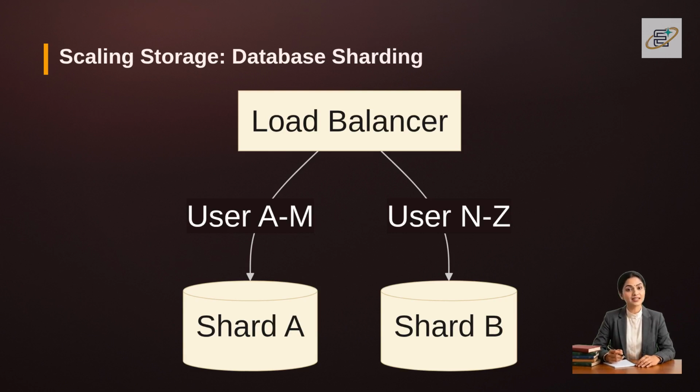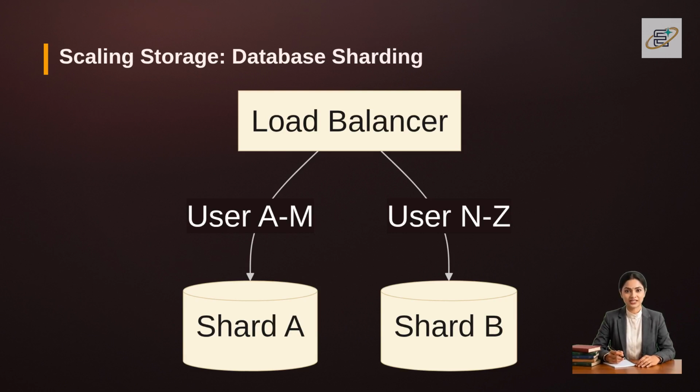Instead, it uses a hashing algorithm on your user ID to determine exactly where your data belongs. For example, users with IDs starting with A through M might be routed to shard A. This is a completely independent database server that only handles a specific subset of the total traffic. Meanwhile, users with IDs N through Z are routed to shard B.